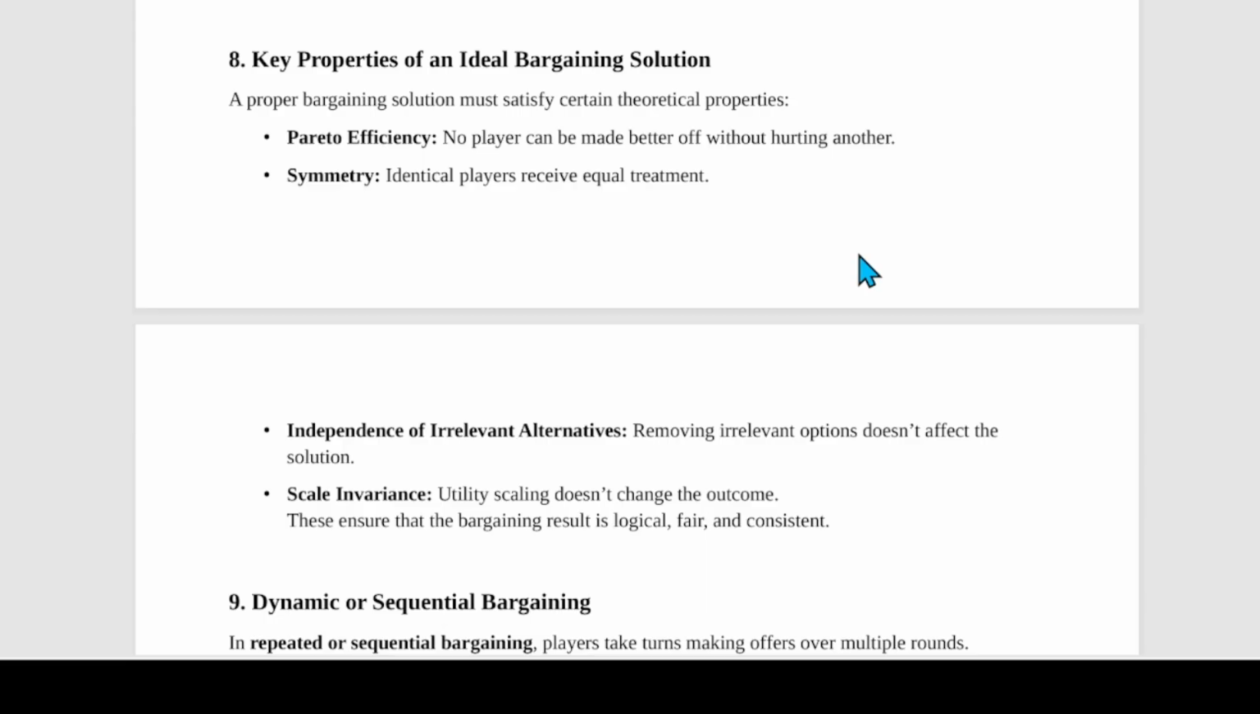What is our next property? Scale invariance. Scale invariance means utility measurement does not affect the decision. Utility scaling should not change the outcome. So what are our four properties? Pareto efficiency, symmetry, independence from irrelevant alternatives, and scale invariance. These ensure that bargaining is done fairly and logically.